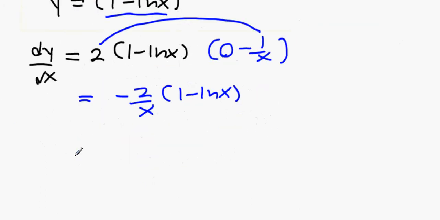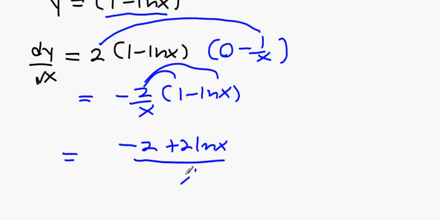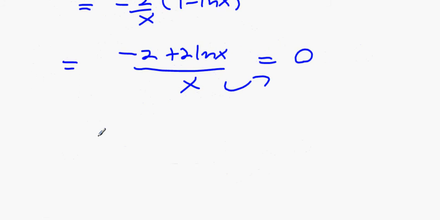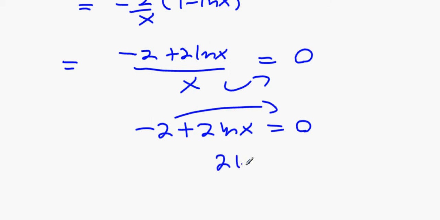Now, I suppose we might want to rewrite that. Multiplying by minus 2, we get minus 2 plus 2 ln x when we multiply it in, all over x. Now, for turning points, the first derivative equals 0. So this has to equal 0. Cross multiply the x up, it disappears. So you get minus 2 plus 2 ln x equals 0. Bring the 2 over the other side, you get 2 ln x equals 2. Divide both sides by 2, and we get ln x equals 1. And we all remember what ln means.